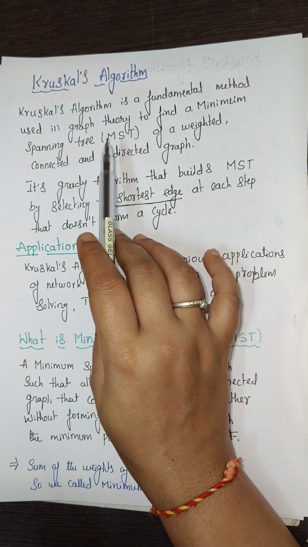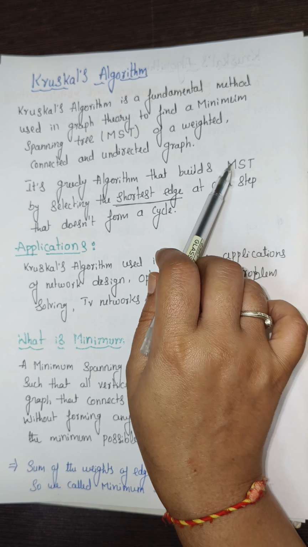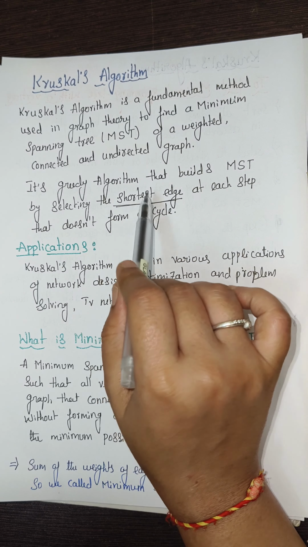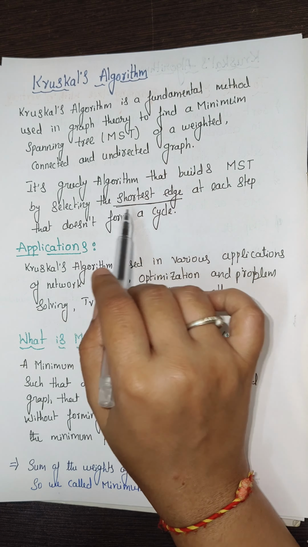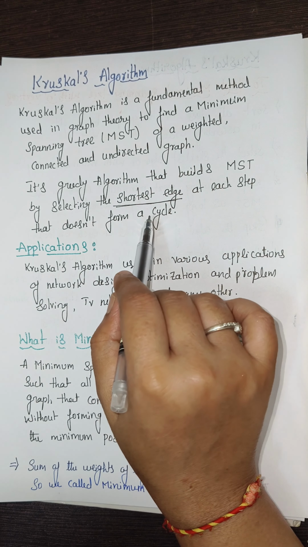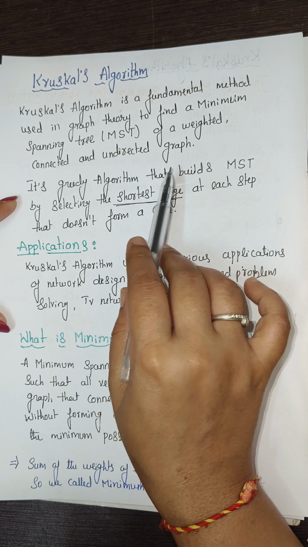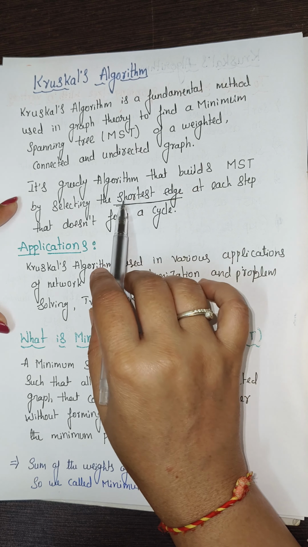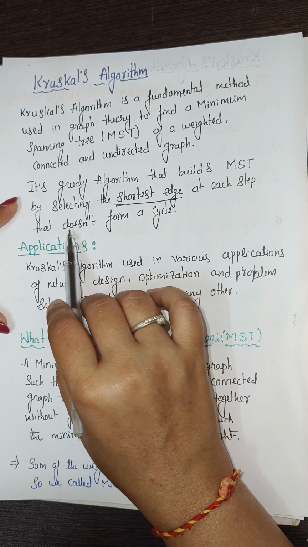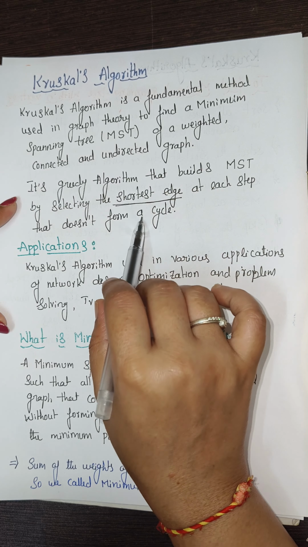It's a greedy algorithm. Kruskal's algorithm is a greedy algorithm that builds the MST, meaning the minimum spanning tree, by selecting the shortest edges. At every step, we are selecting the shortest edge only, and it should not form a cycle. While solving the questions, we will come to know. In every step we select the shortest edge and we need to check that it does not form a cycle. That is very important.